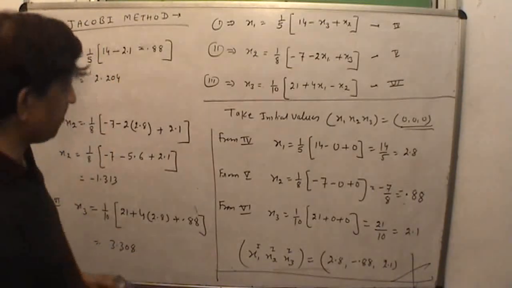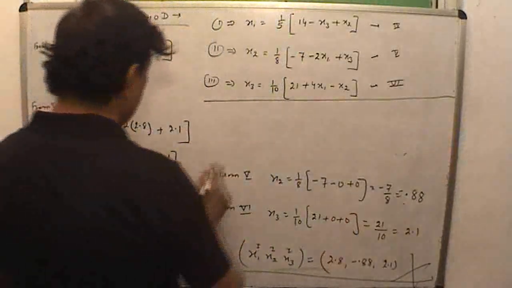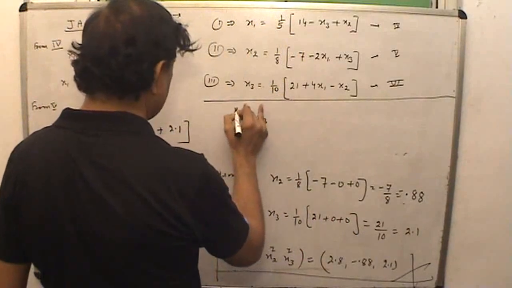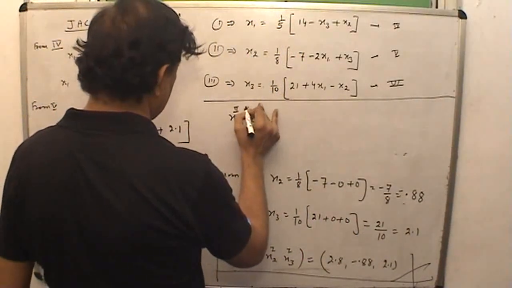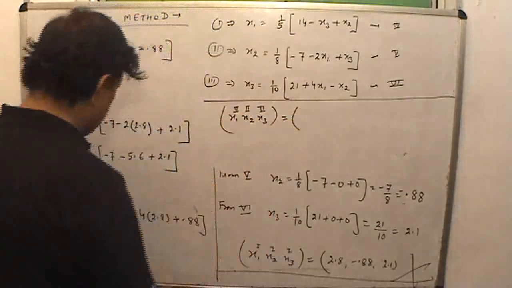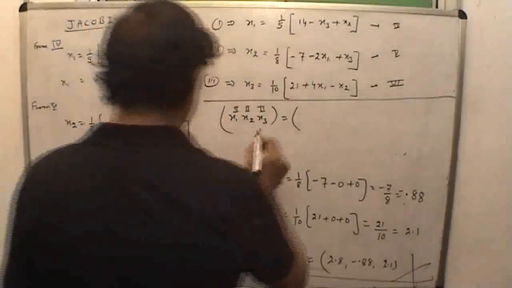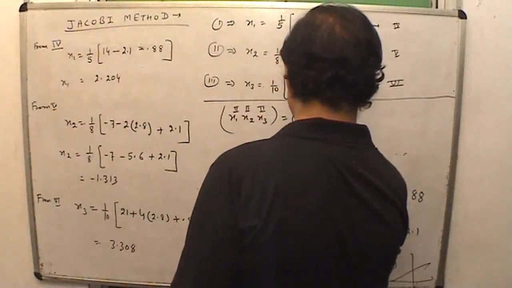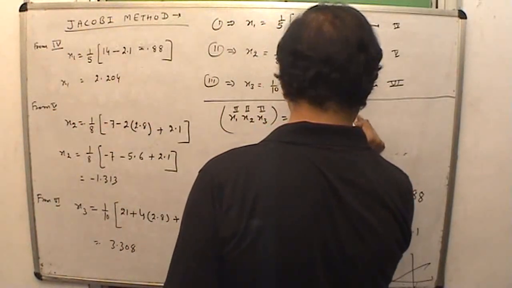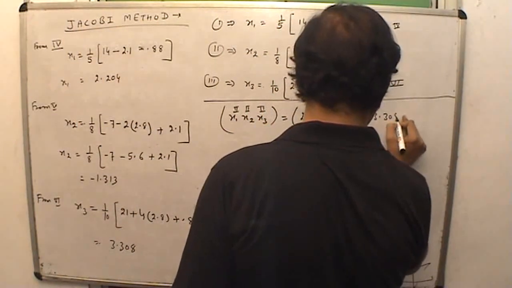It is the second iteration, and we got the values here: x1, x2, x3. We represent it like this: x1, x2, x3 with superscript 2. It indicates that these values are generated in the second iteration. That is 2.204, minus 1.313, and 3.308.